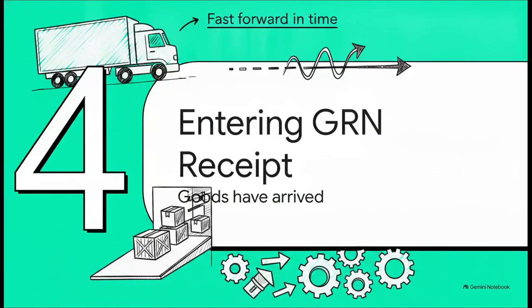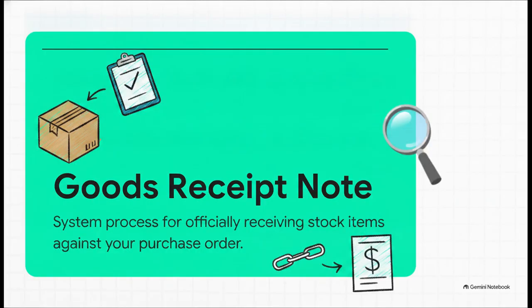Section 4. Entering the GRN receipt. It's time for the goods to arrive. Let's fast forward in time a bit. The truck is backed into the loading dock, and it's time for the actual goods to enter our system. But before we click anywhere, let's make sure we define our terms.